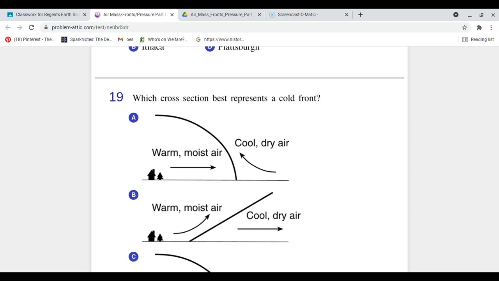Number 19. Are you good, Luce? Which cross-section best represents a cold front?